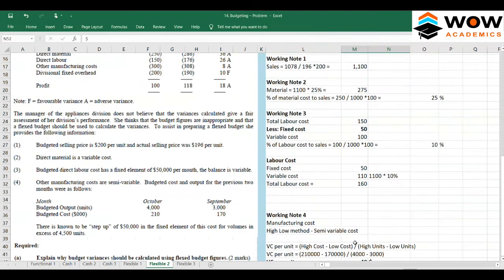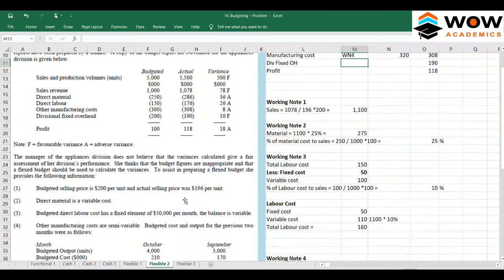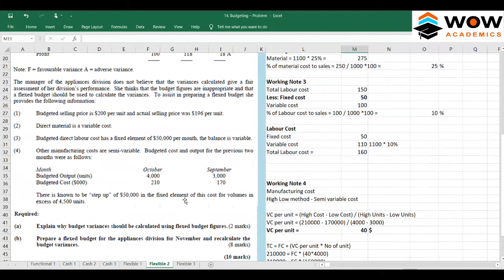So 3,20,000 means we can cut the 3 zeros, so it will be 320. So this is working note number 4. So divisional fixed cost, I think it's a fixed element. So let's see what they have told. They have not told anything about that.